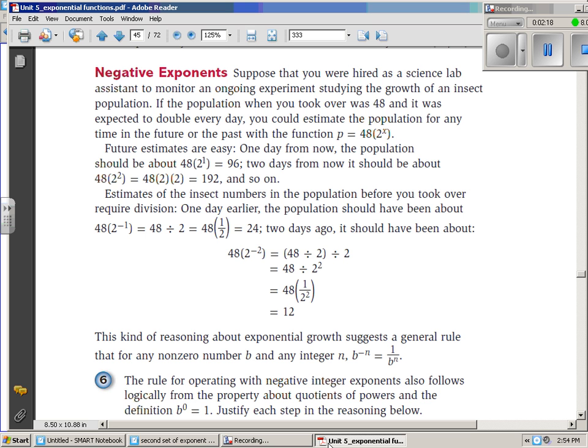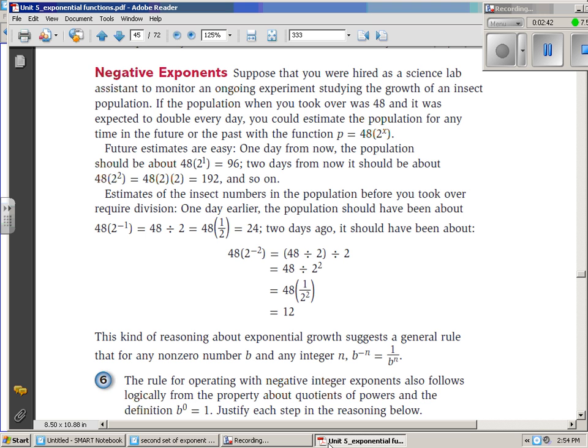Let's keep reading. Future estimates are easy. One day from now, the population should be about 48 times 2 to the power of 1, which is equal to 96. 2 days from now, it should be about 48 times 2 to the power of 2, or 48 times 2 times 2, and that equals 192. And so on.